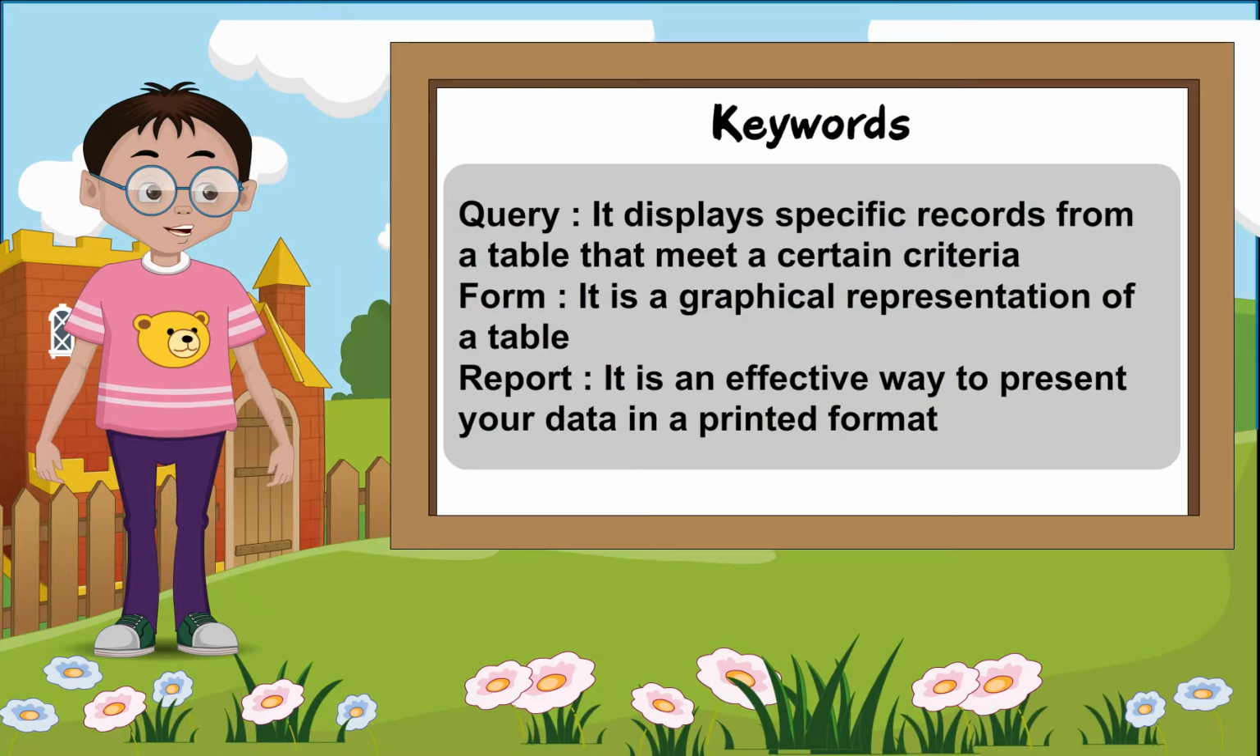Keywords. Query: it displays specific records from a table that meet a certain criteria. Form: it is a graphical representation of a table. Report: it is an effective way to present your data in a printed format.